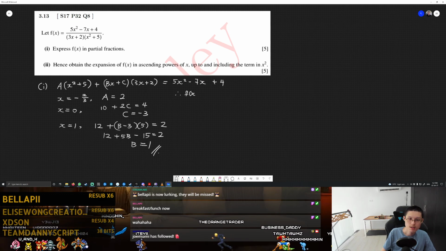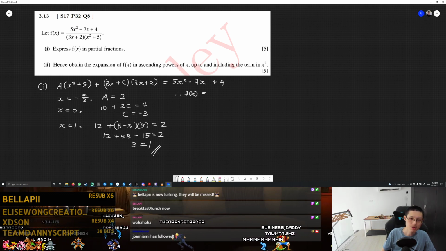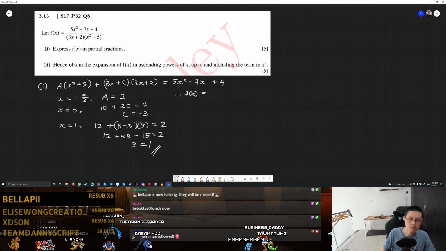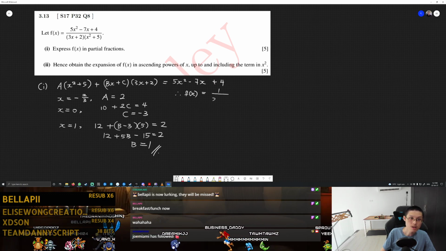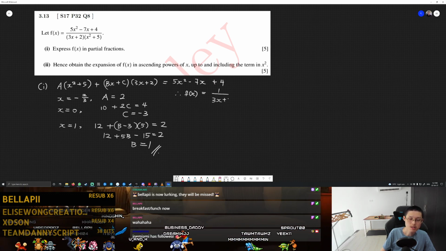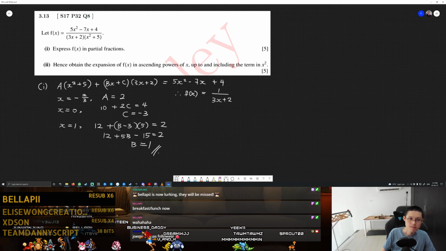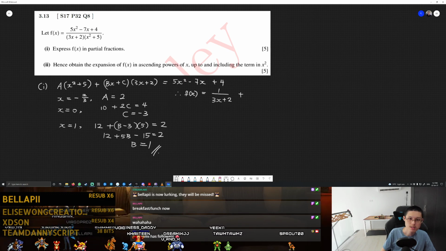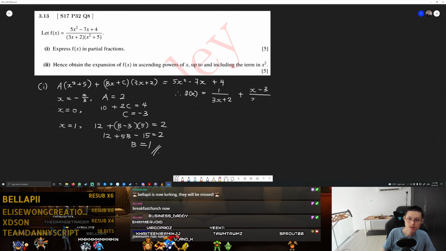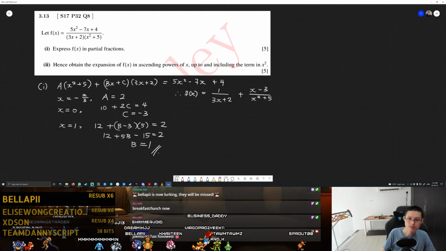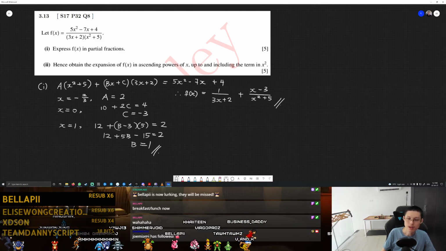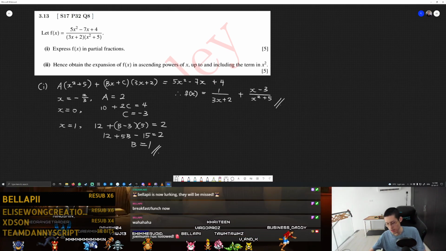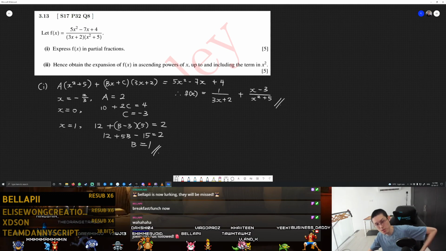Therefore, our function of x, when you expand it in partial fractions, is going to be 1/3x plus 2 plus x minus 3 over x squared plus 5. There. Okay. Next, let's do part 2.